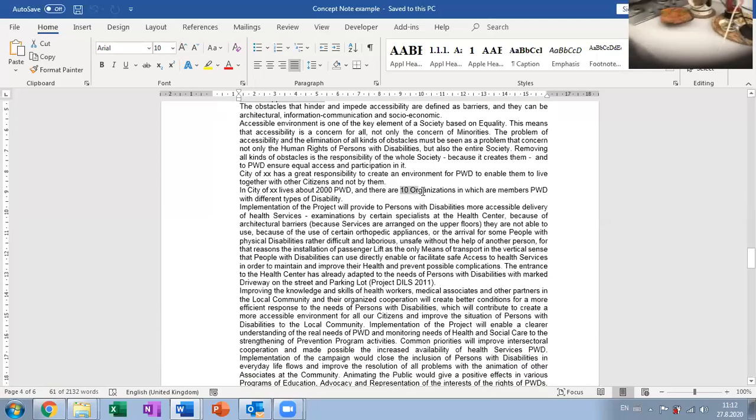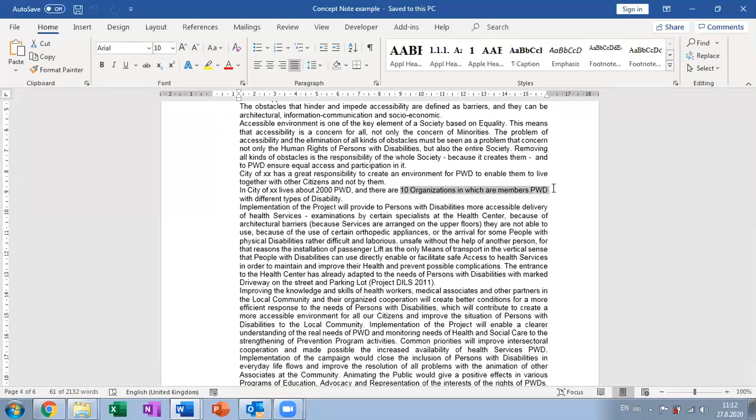There are 10 organizations in this particular region. This is mentioned in the project. There are 10 organizations in this particular region that are the associations of people with disabilities. But then how are these organizations going to be involved in the project, and how is this information relevant? That's also not really mentioned.